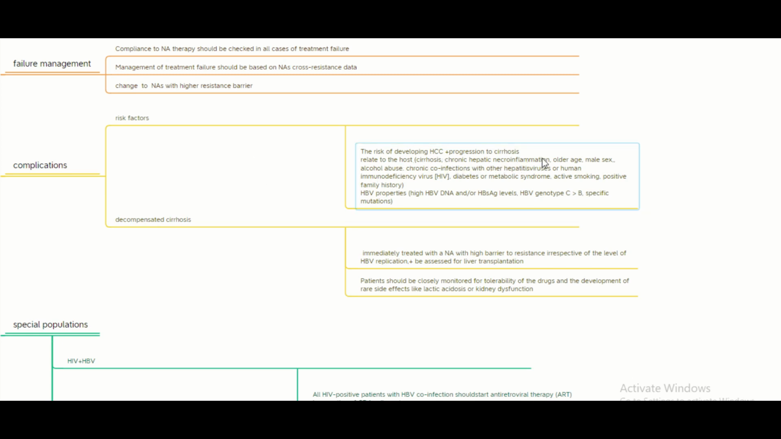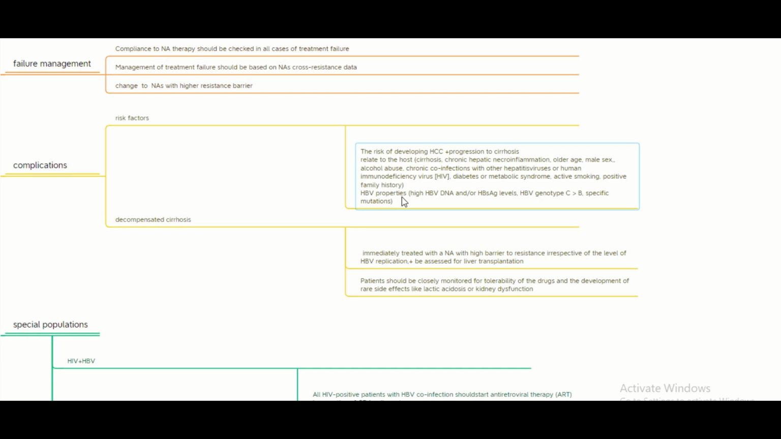can be related to the host: if the patient has chronic necroinflammation, is older, is male, has alcohol abuse, or has co-infections with HIV or other hepatitis viruses, diabetes, metabolic syndromes, is an active smoker, or if the family has a history. The biggest points of risk are positive family history, co-infection, and alcohol abuse.